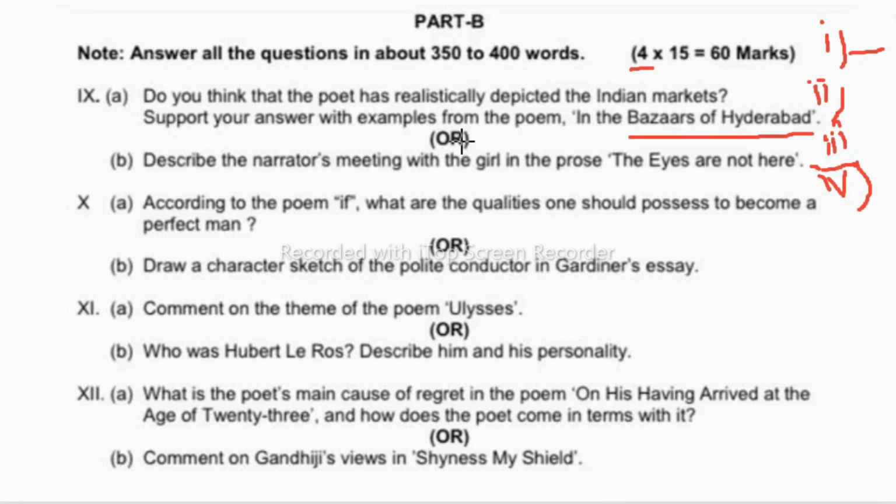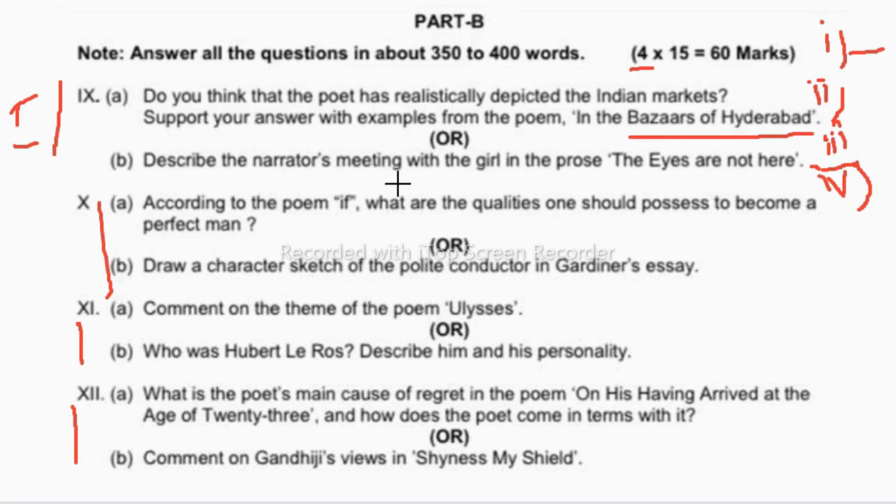And here again you will get a choice: either you can write a poem or prose. You will get the choice from the same unit. Suppose these 2 questions are from the first unit, these 2 questions from the second unit, these 2 from the third unit, and these 2 from the fourth unit. So you'll get internal choice. From each unit you should learn one summary.